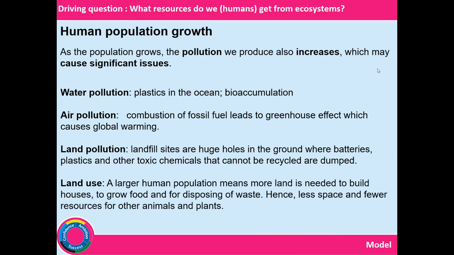Then land use, of course, the larger the human population, the more houses that need to be built, the more land that is needed for farming, the more land that is needed for dumping and waste. And when we keep on grabbing the lands, we have less space and fewer resources for other animals and plants. So we are actually ruining the planet.